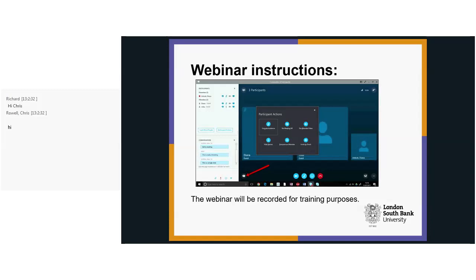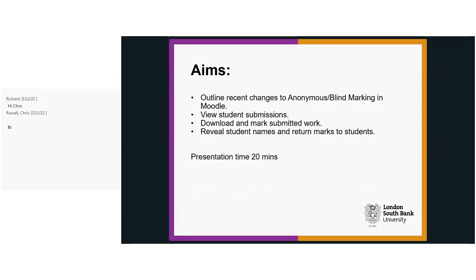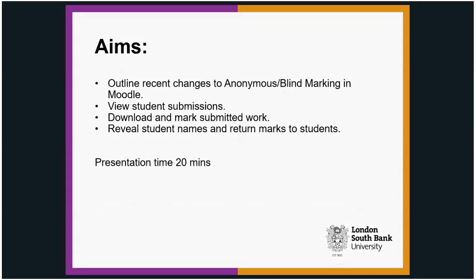What I'll do in terms of the aims of this session is go through a few things. First of all, outline the recent changes that have happened to anonymous marking. Just a little note on the language: although LSBU seems to refer to it as anonymous marking, in Moodle it uses slightly different language and refers to it as blind marking, but essentially I refer to anonymous or blind marking as being the same thing.